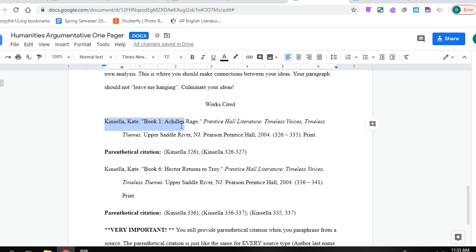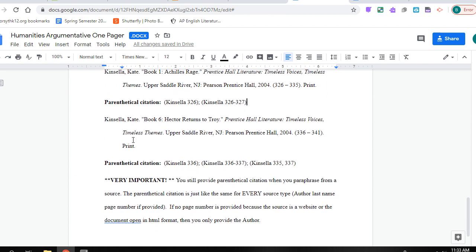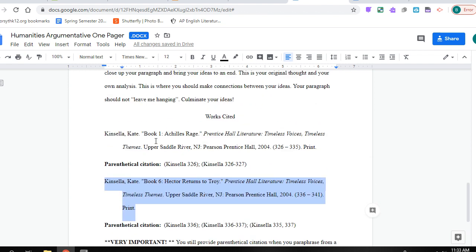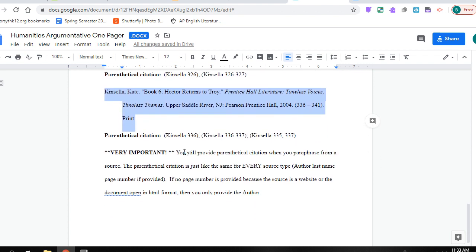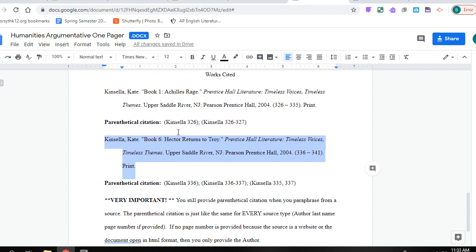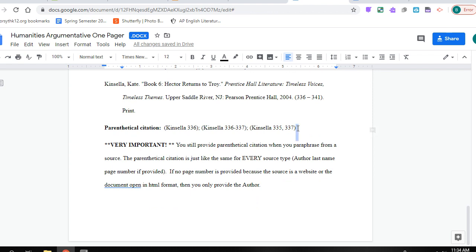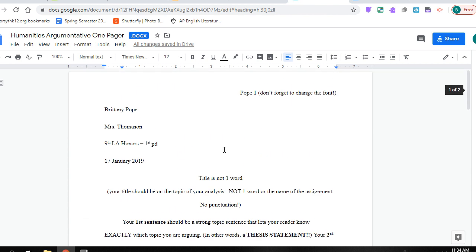Make sure you cite the novel, and then make sure you cite your secondary source, okay? So you still provide parenthetical citations when you paraphrase. They look the same, right? So if I did this directly from the book, it still has the last name and the page numbers. If I'm taking it and I'm paraphrasing it, guess what? Still no random commas, still last name and page number. So you can definitely do this, all right?